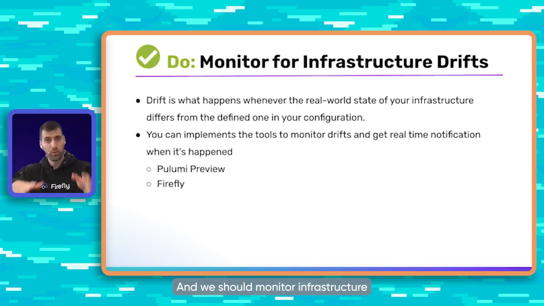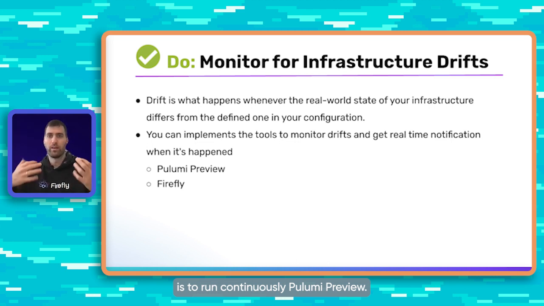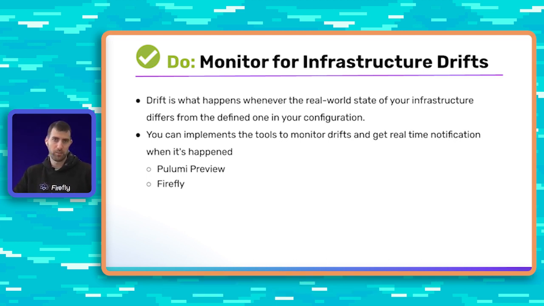And we should monitor infrastructure drift. And one of the ways to do that is to run Pulumi preview continuously. And if we see any infrastructure changes, we should notify Slack, PagerDuty, or other notification systems. Or you can also use Firefly because we detect drifts out of the box with context, like who made it, when, how, etc. And we can also fix drift by aligning the code with the cloud.